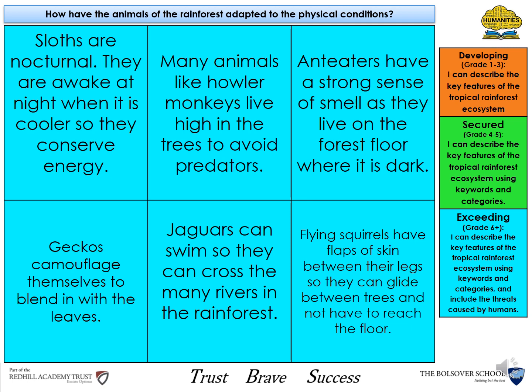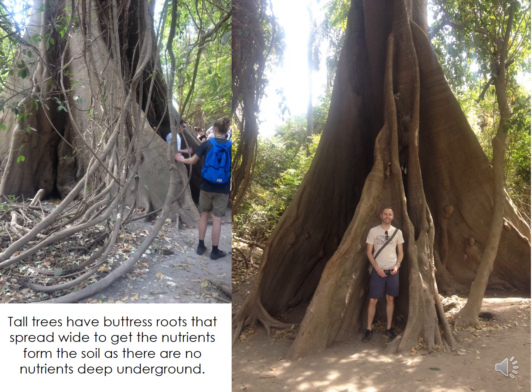And animals like flying squirrels, it'd be dangerous for them to touch the forest floor because of the predators there like the jaguars, so they need to stay up in the trees, and so they've developed these flaps of skin between the legs, which act as wings so they can jump from tree to tree in order to get the food that they need. This is a picture of a buttress root there.